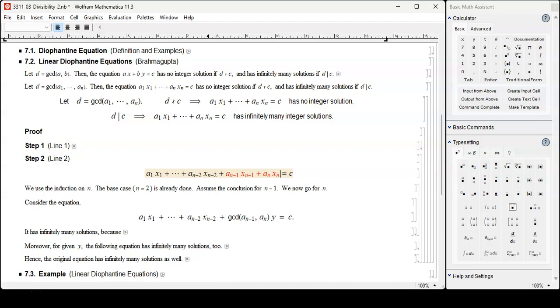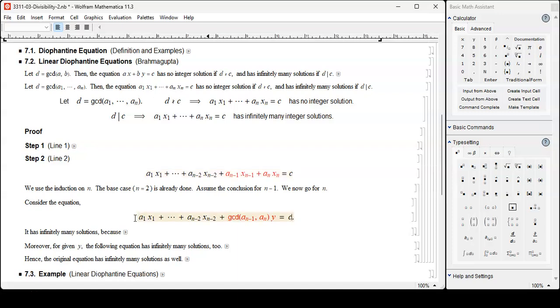Let me highlight in red. This is a linear combination of xn minus 1 and xn. So this thing is divisible by the GCD of an minus 1 and an. So the common divisor divides this and also that. So this entire linear combination is that GCD times some integer, so that we can rewrite it like this, as I highlighted in red. Make sense? There used to be n terms, but the last 2 terms can be combined into a single term.